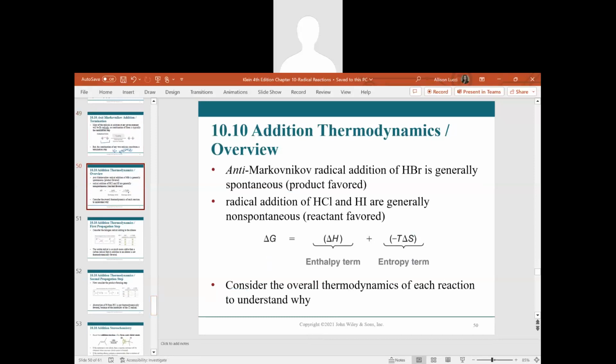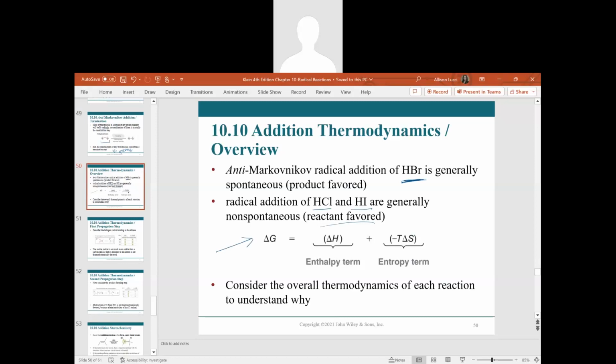So we have an anti-Markovnikov radical addition, and as noted, this is generally a spontaneous, product-favored reaction. Radical addition, on the other hand, of HCl and HI, we're going to see are generally non-spontaneous, and those would be reactant favored and non-spontaneous in the forward direction.